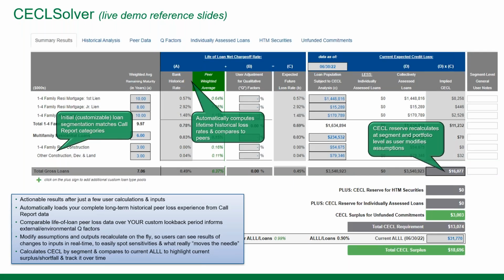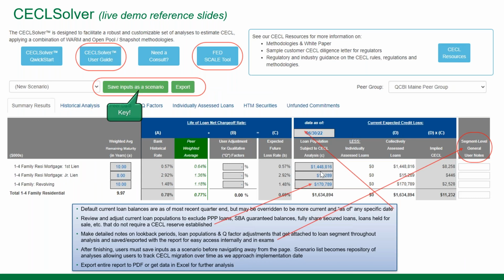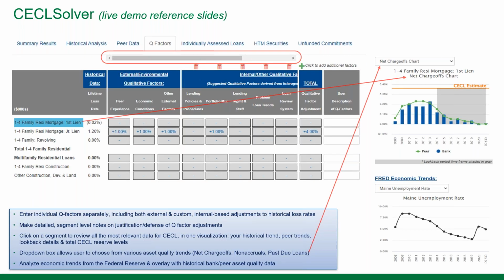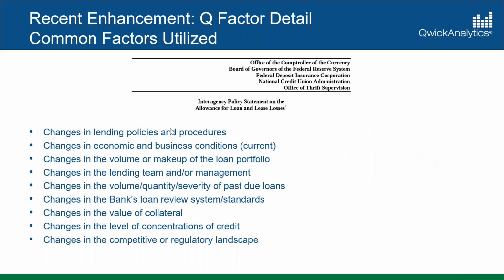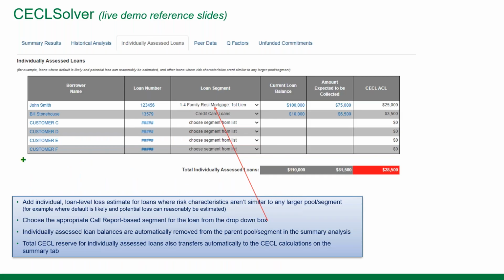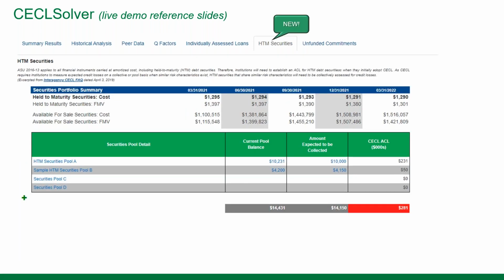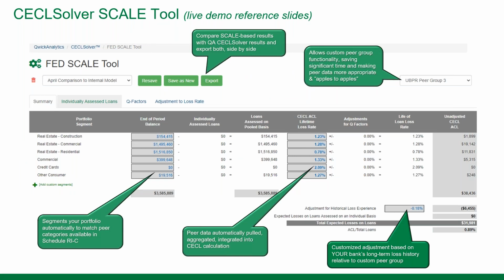So we won't cover these today, but what we've done in these next few slides is just recap what Steve covered in the CECLSolver, and we just threw some of the call-out balloons there, just thought bubbles, to remind you of what's happening throughout the tool. So these are here for your reference after the presentation, but again, just recaps of what Steve had mentioned. We've also included some of those common Q factors that most of you probably utilize in some form or fashion in the ALLL today. Again, those will be perfectly appropriate as we move forward with CECL. But we've listed those out here just in case you're looking for some additional environmental or Q factors. This is another slide on those individually assessed loans, calling those out, as well as the HTM securities, and now the scale tool that I'll turn it back to Steve to discuss.